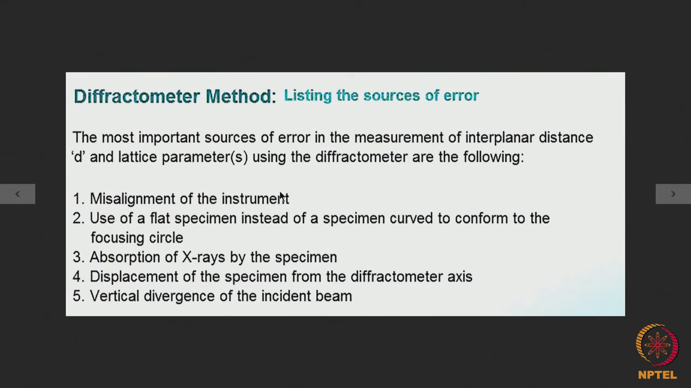Now, when you go to the more modern diffractometer method, the errors are sometimes quite different. The most important sources of error in the measurement of d and therefore a using the diffractometer are the following. One is misalignment of the instrument. Number 2, using a flat sample instead of a specimen which is curved to conform to the focusing circle. The third source of error is the absorption of X-rays by the specimen. The fourth source of error is the displacement of the specimen from the diffractometer axis, and the fifth source of error is the vertical divergence of the incident X-ray beam.